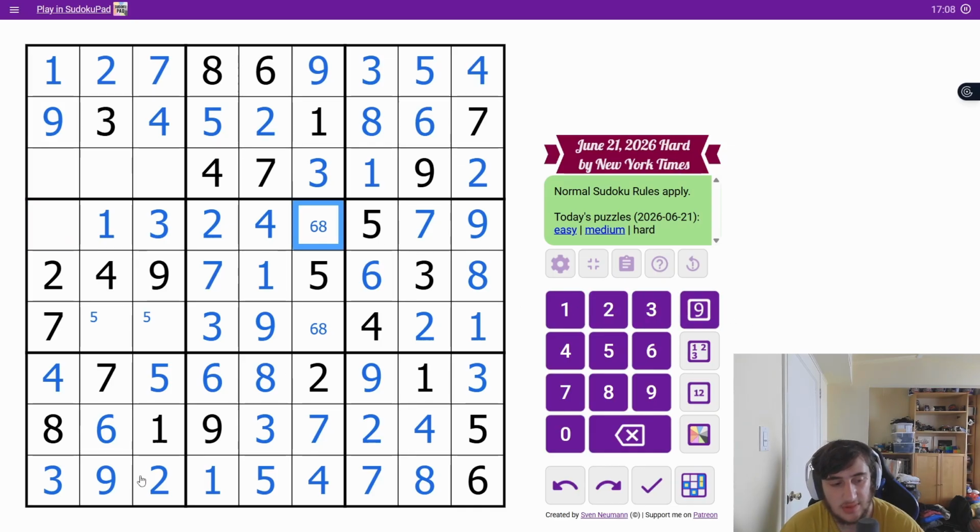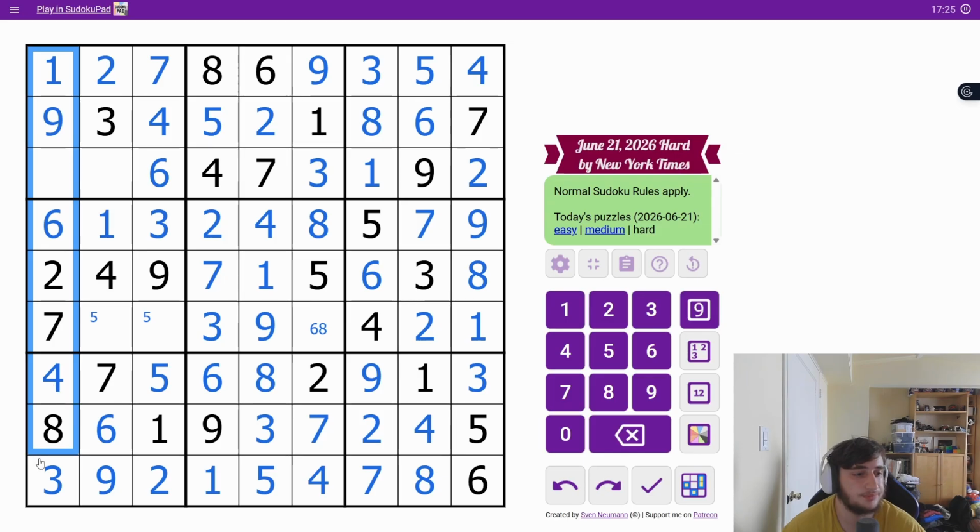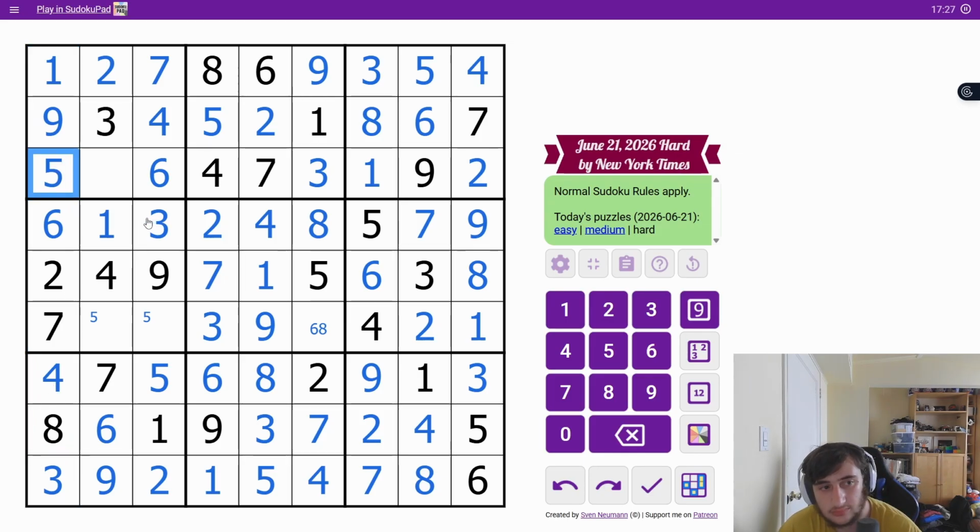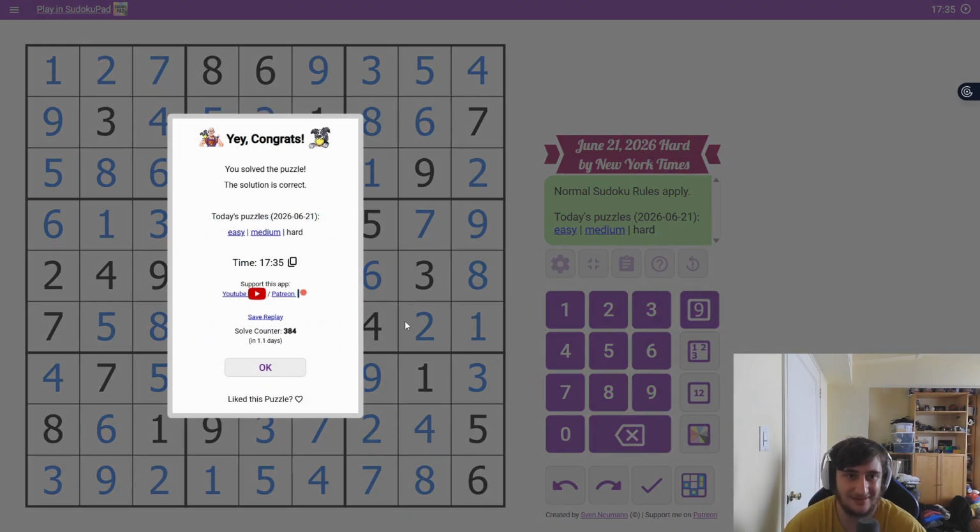This is an 8 because of the 8 over here, so that means this is a 6. Now this is a 6. 1, 2, 3, 4, 5. This is a 5. It's the last one in the column. That's an 8. This is an 8. And this is a 5. And this is a 6. Yes! Let's go.